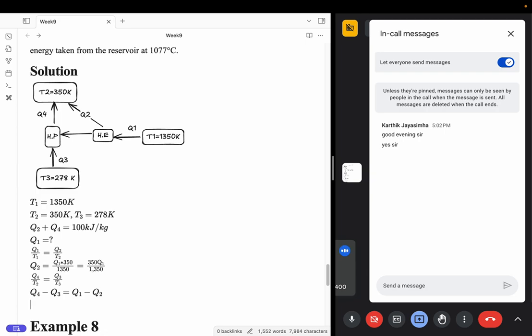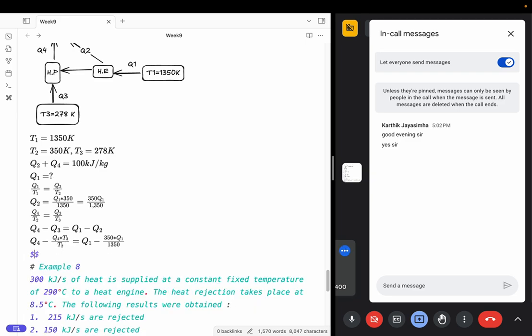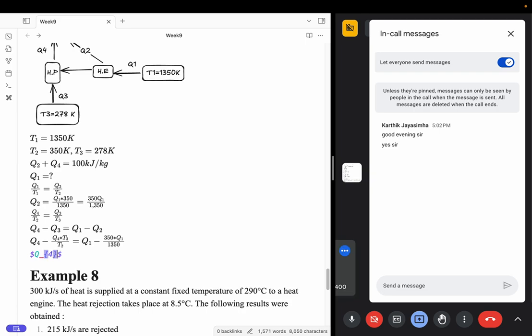So we substitute all the equations in the below equation. Q4 minus Q3, in terms of Q4, is Q4 times T3 by T2 subtracted, which should be equal to Q1 minus Q2. Q1 minus Q2, again in terms of Q1, we already have as 350 times Q1 by 1350. So from these equations you can directly get Q4 in terms of Q1. What is that value? You can just substitute Q4 into 1 minus T3 by T2.